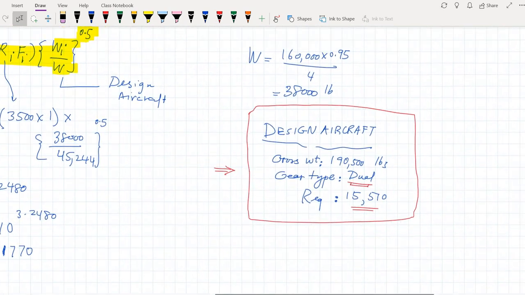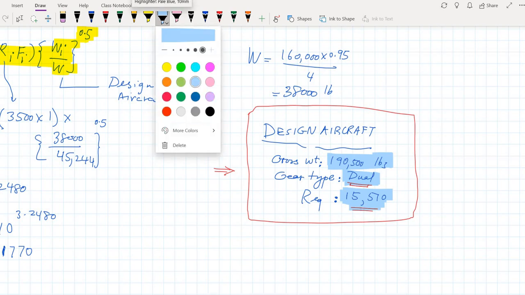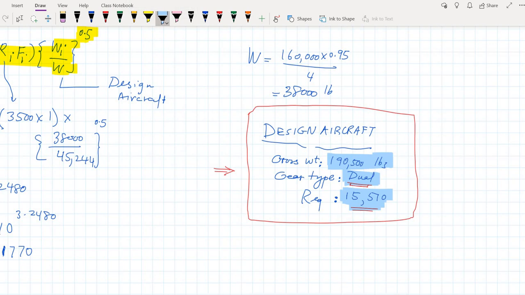So here is the summary. The design aircraft is dual gear. The total gross weight is 190,500 pounds, and when we convert all the traffic in terms of this design aircraft, the equivalent departures are 15,510. So this information is going to be used as input when we design the pavement structure. Okay.